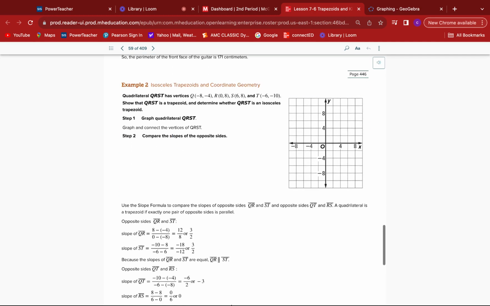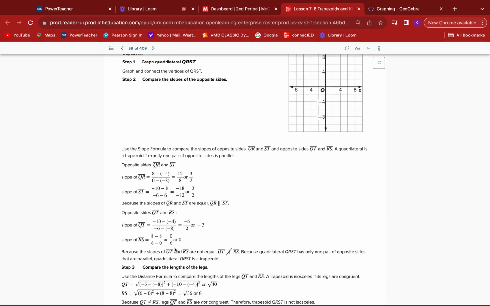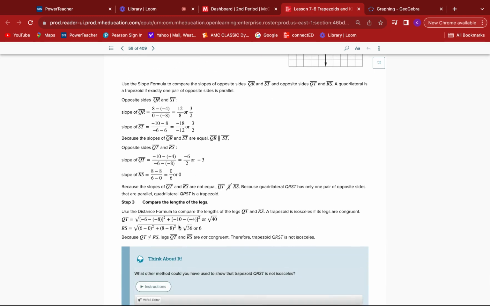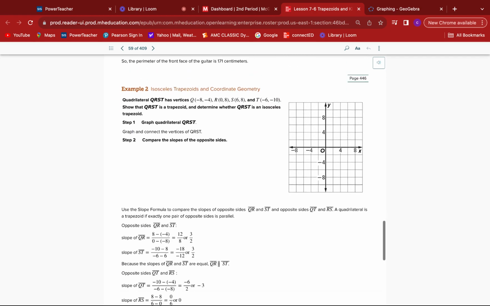I'm going to go on to example number 2 to save some time. We have an isosceles trapezoid in coordinate geometry, so I'm going to go on to page 447. I think I'm going to pull up GeoGebra because they do part of the problem for me, doing the slope, and it looks like they did the distance for me. So I'm just going to do it for my visual people in GeoGebra.